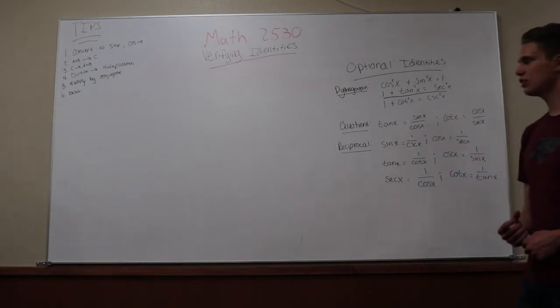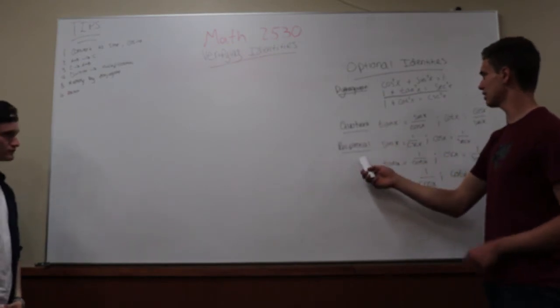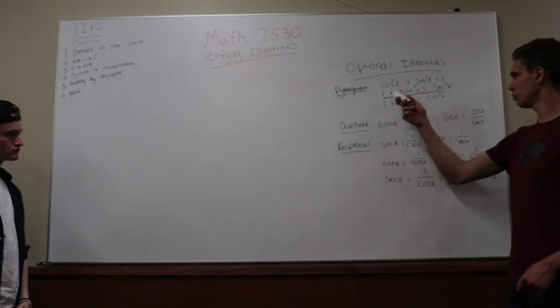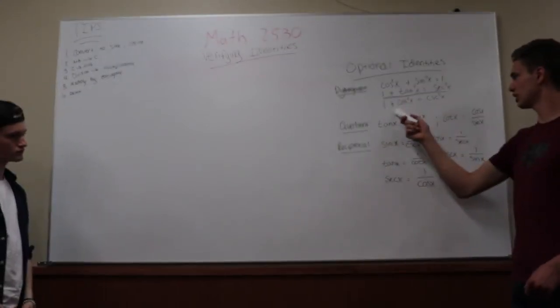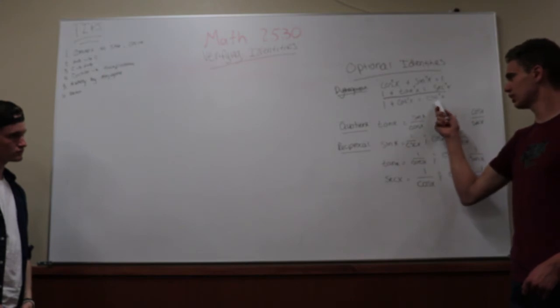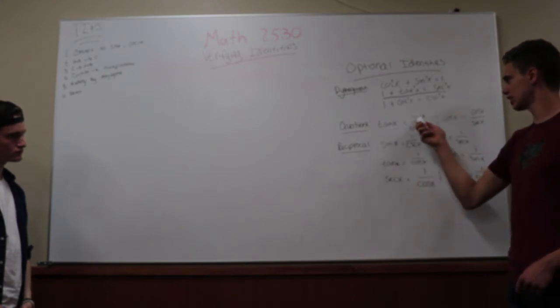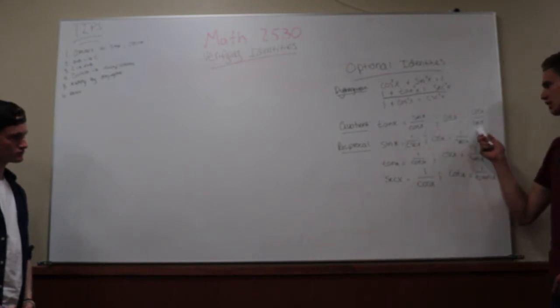Alright, so I'm just going to run through the identities one more time. We have the Pythagorean, the quotient, and the reciprocal identities. Cosine squared plus sine squared equals 1. 1 plus tangent squared equals secant squared. 1 plus cotangent squared equals cosecant squared. The quotient identities are tan of x equals sine of x over cosine of x. Cotangent of x equals cosine over sine of x.